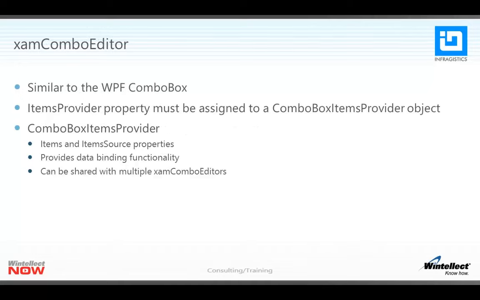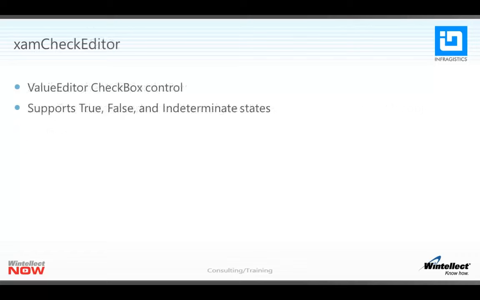The XAMPP Combo Editor is similar to the WPF combo box. It contains an items provider property which must be assigned a combo box items provider object. Combo box items provider comes with items and items source properties, the same as any other items control, and it provides data binding functionality and can be shared with multiple XAMPP combo editors, which is a built-in optimization. The XAMPP Check Editor is a value editor checkbox control which supports true, false, and indeterminate states.